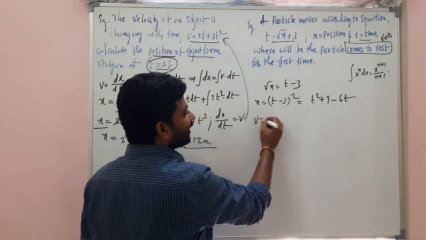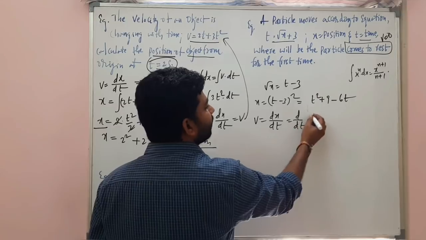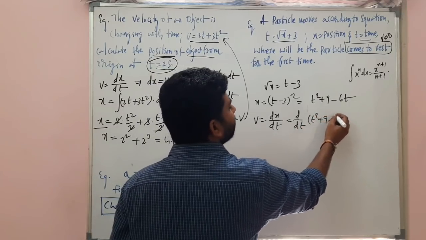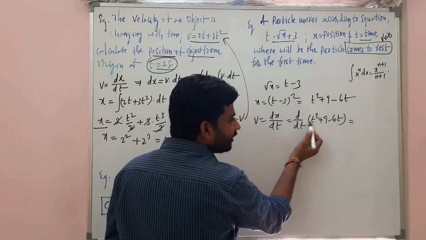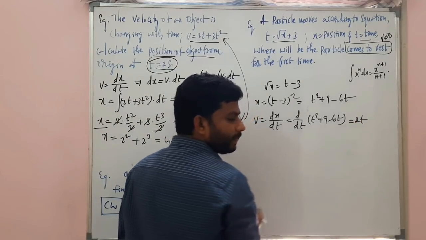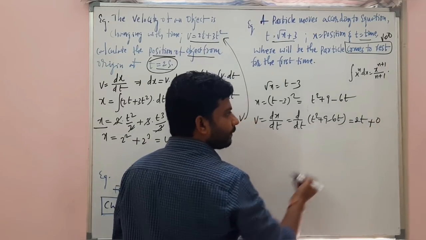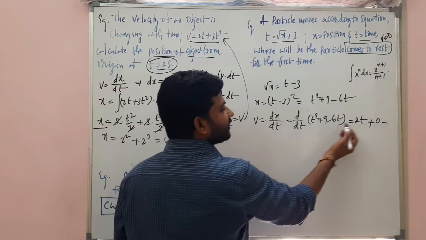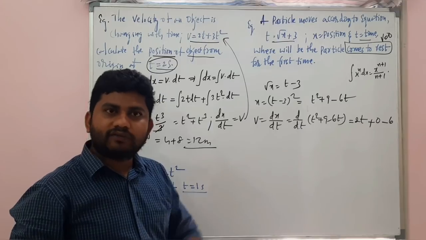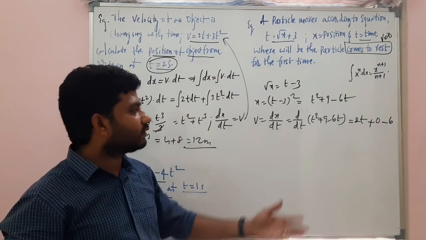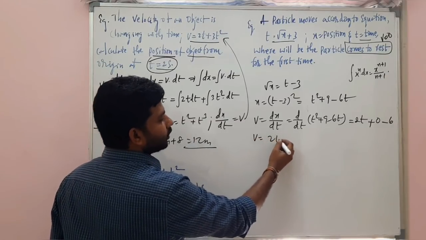Now, velocity is equal to dx by dt. So, it is d by dt of t square minus 6t plus 9. So, this I can write as d by dt of t square is 2t, plus d by dt of constant 9 is 0, minus d by dt of 6t, it's 6. Again, I am not going to start from the differentiation formulas. Already I have told you. v is equal to 2t minus 6.